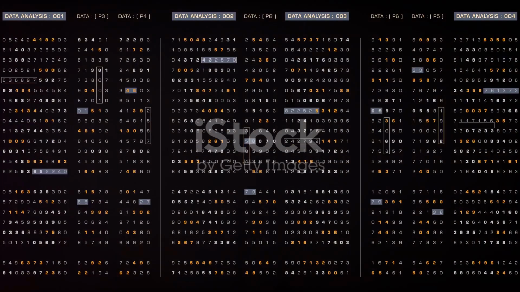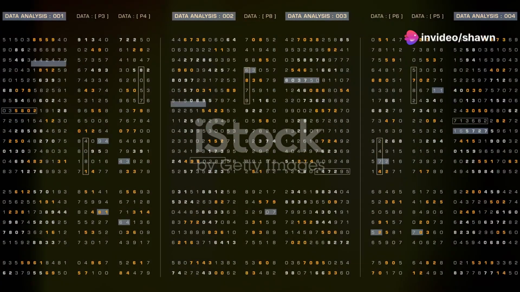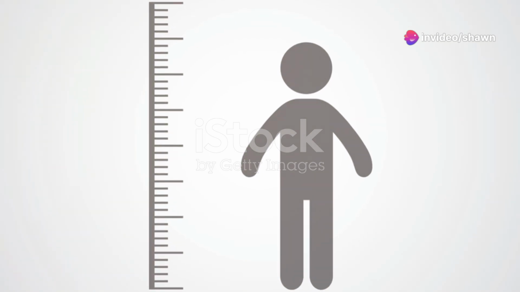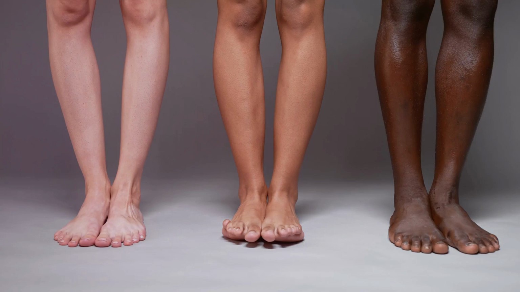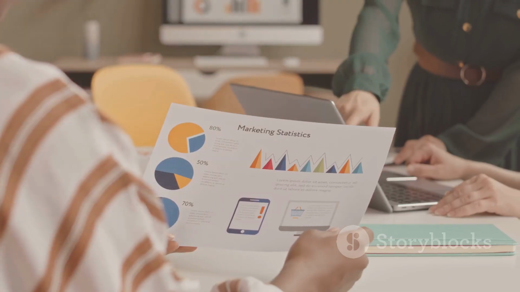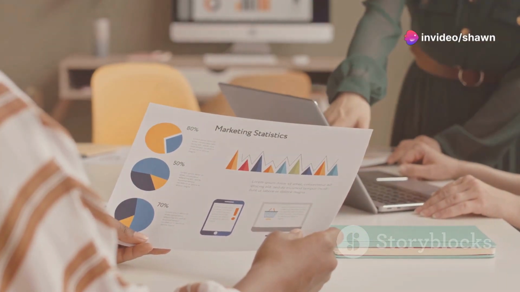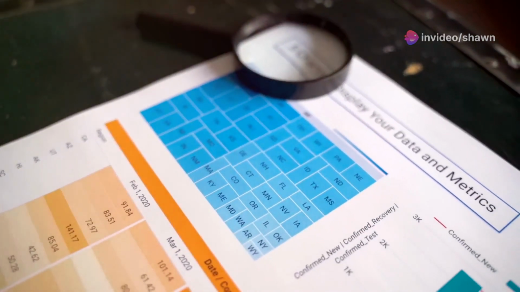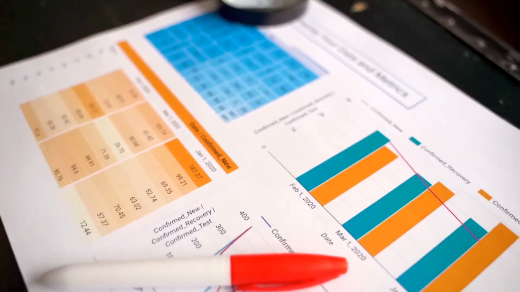ANOVA, or Analysis of Variance, is a statistical test that allows us to compare the means of 3 or more groups. It helps us answer questions like, are there any significant differences in average height between people from different countries? Or do different marketing strategies lead to significant variations in sales figures? ANOVA provides a structured framework to test these hypotheses and determine the statistical significance of any observed differences.